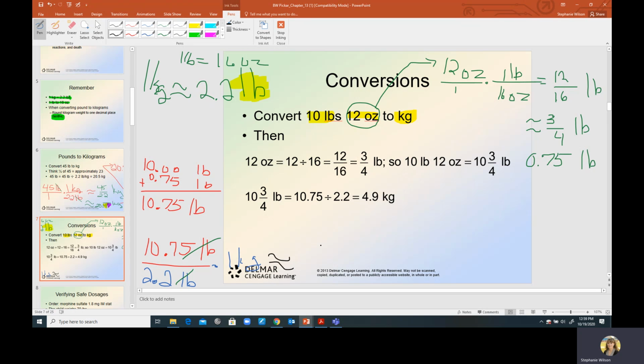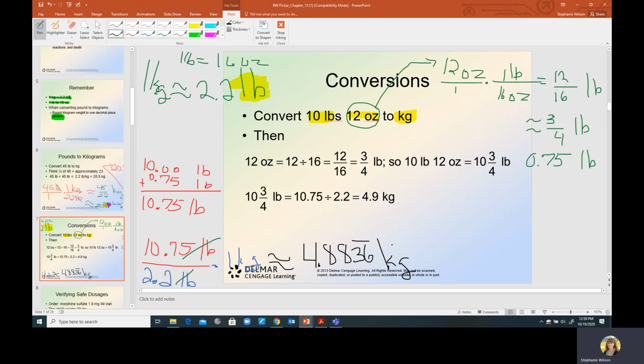And now I have 10.75 divided by 2.2. Double checking my math. And it gives me 4.8836 repeated. The 36 is repeating, and it's kilograms.